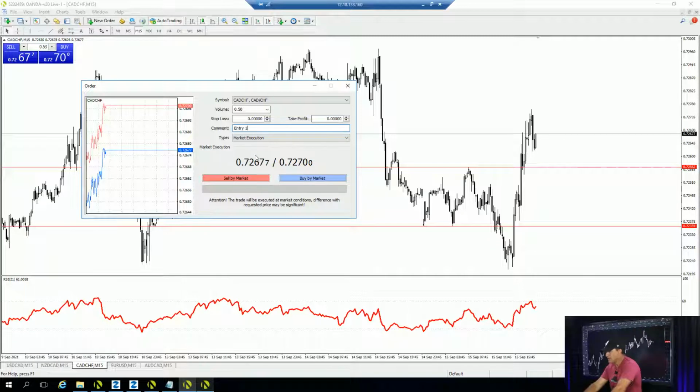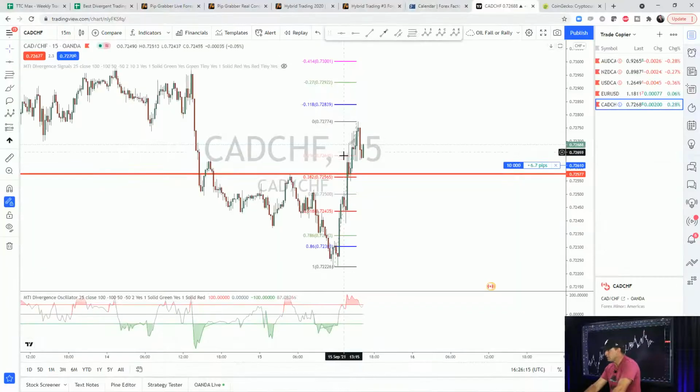I'm going to go at market. Now, if I go in at 72, how much am I missing out on this trade? Let's take a look here. I'm already 6.7 pips up. Starting to move really quick on us here.